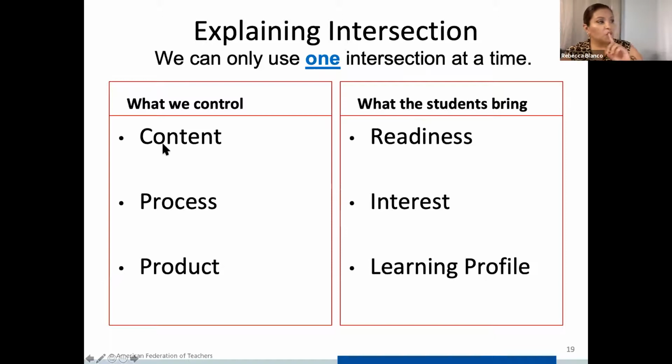We can do only one intersection at a time, okay? So we can do the product by the readiness, product by interest, or product by learning profile, process by one of these, or content by one of these. We cannot have more than one intersection. So you're going to have two things, right, that are intersecting, and that's it. We can't do more than one at a time.